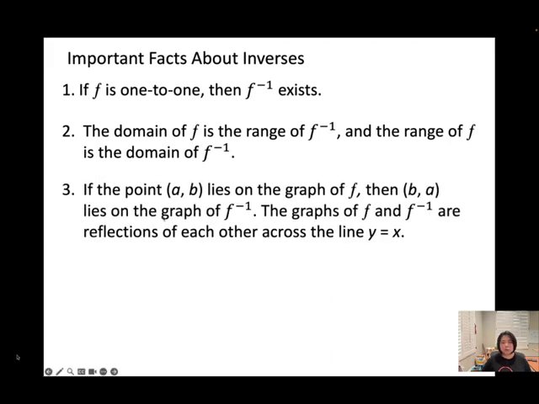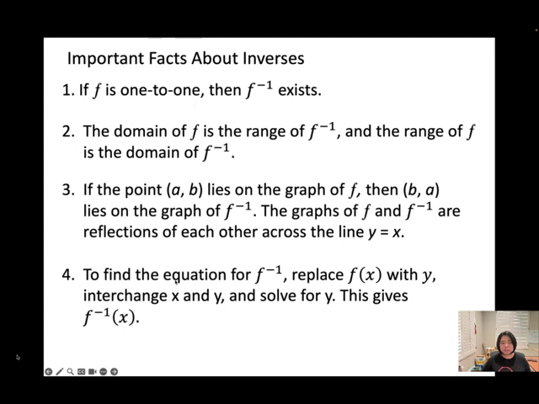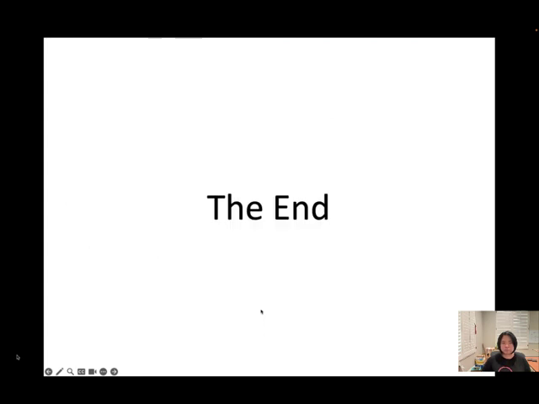If we only have the ordered pairs, after we check that f is one-to-one, we could just switch the x and y, flip them, and that would be the inverse function. And this is how we use the formula to find the equation of the f inverse function. We replace f of x with y, interchange x and y, and then solve for y. That's it.